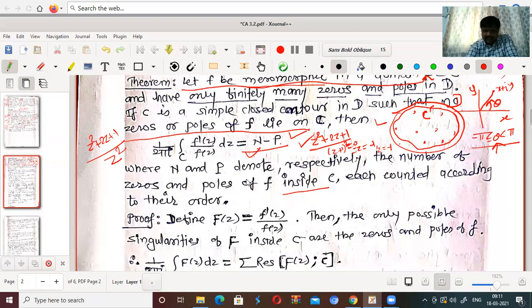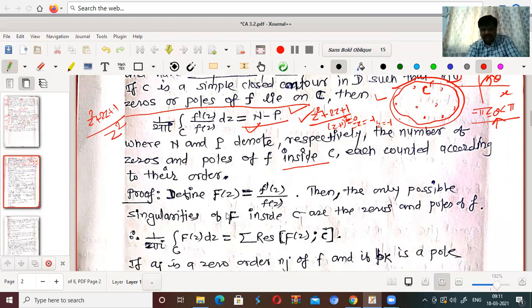Here N and P denote respectively the number of zeros and poles of f inside C, each counted according to their order. That is, if a zero is repeated 2 times, then we count it as 2. If it is repeated 3 times, then we count it as 3, and so on.